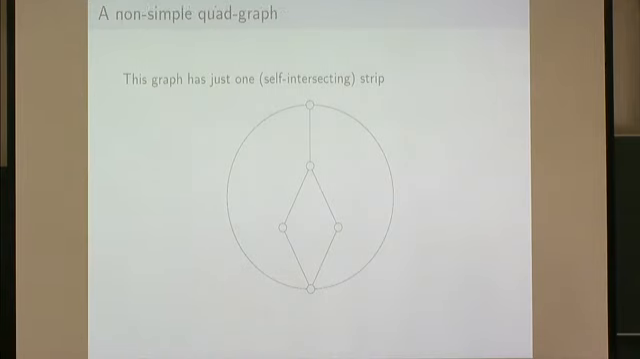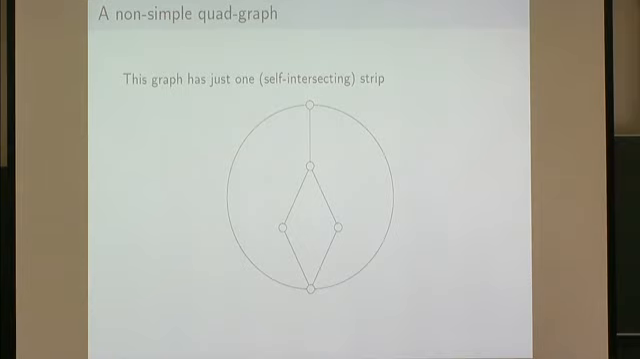This is a non-simple quad graph. In graph theory, a graph is non-simple if there are multiple edges between points. But this is a perfectly well-defined quad graph. It just has one self-intersecting strip. So if you enter here, you go there, you get out here, you go there, that's the opposite one. That's one strip on this graph.